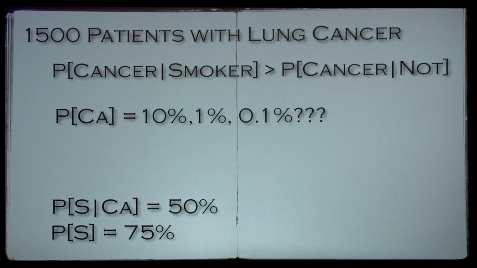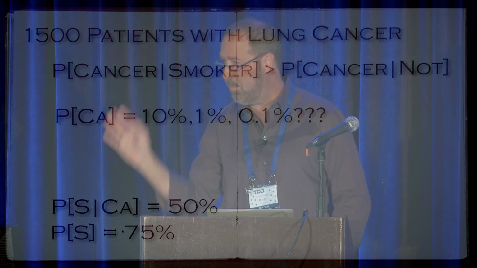So we have a couple of pieces of information. We know that the probability of smoking, given that you have cancer, so our cancer patients, half of them smoke, but 3/4 of our population smokes. The probability of smoking is 3/4. We're making these up. These are toy numbers right now. We will get to the real numbers.